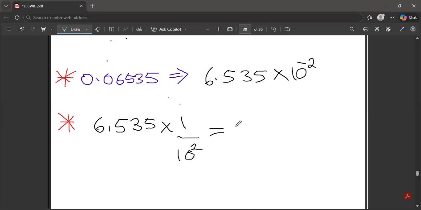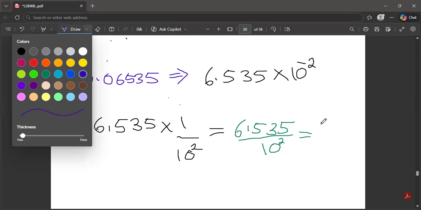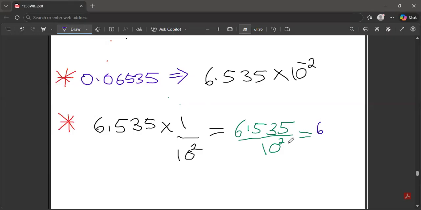So at the end of the day, this over here is going to still give you what? 6 point what? 535 all over what? 10 exponent 2. Put this, it will give you what? Let's say 6. This over here will give you what? 6 point 535 all over 100. You see what is happening over here?